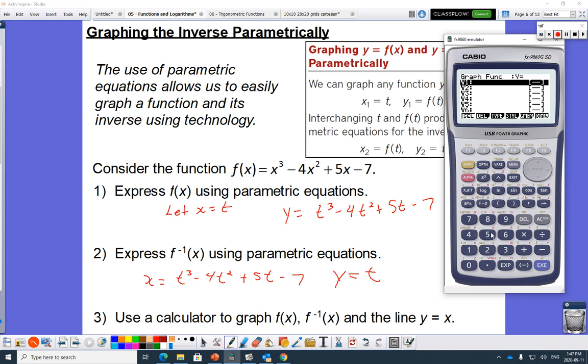So, type in the first graph. T is the first parameter, and the second is the x equation. The second equation is t cubed minus 4t squared plus 5t minus 7. And I'm going to graph the other stuff. I'm going to do everything it says.